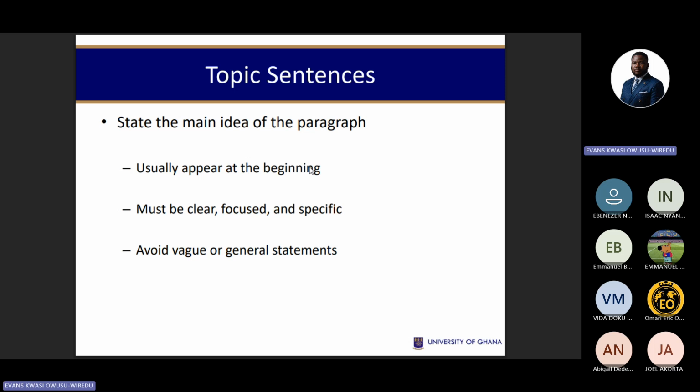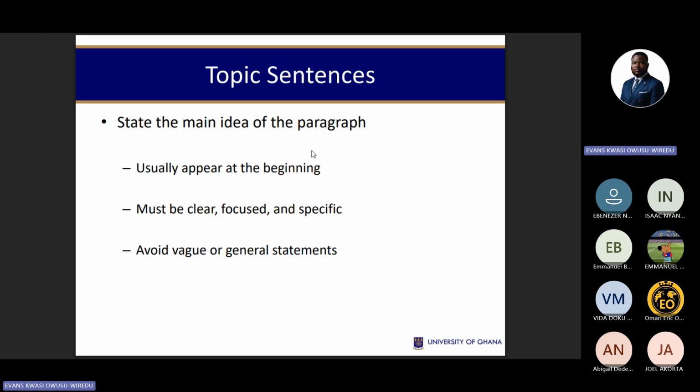All right, so avoid vague and general statements. If you are the one writing, or if you are the one being presented a paragraph or a topic sentence to identify, you should know that the topic sentence is one that avoids vagueness or general statements. It doesn't just talk about anything anyhow. It has a particular topic it's talking about. You get it? Right, so you should take notice of this one.